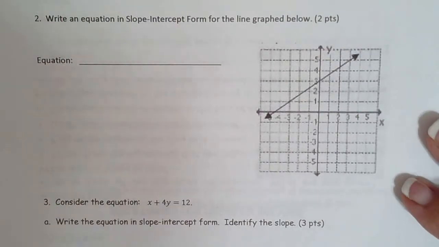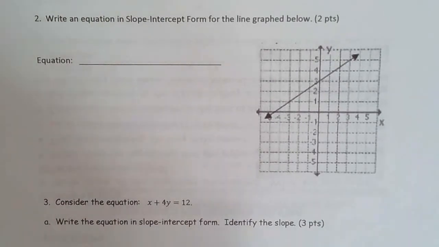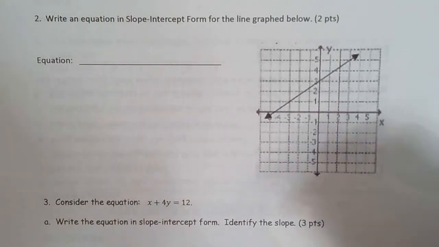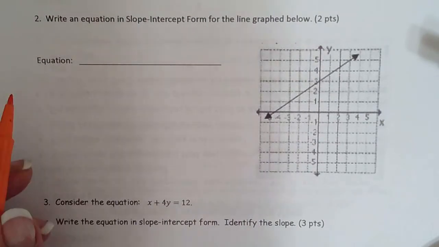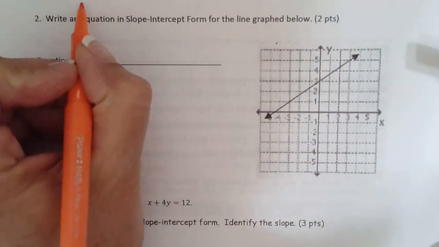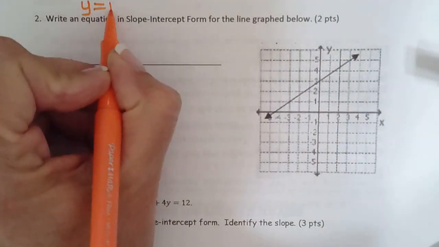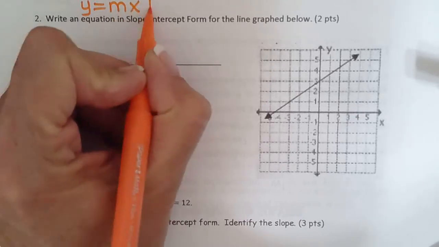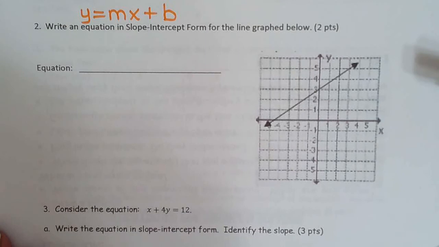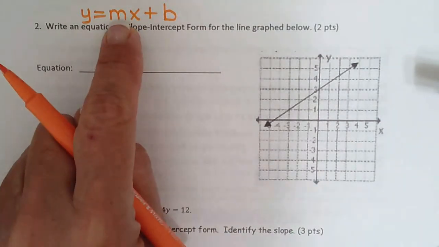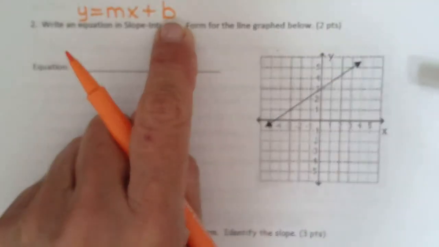Okay, we're on page 2 of Module 7, Quiz 1. So the last 3 problems. First one wants us to write an equation in slope-intercept form. So remember, slope-intercept form means y equals mx plus b. So in order to write an equation in that form, we need m and we need b.